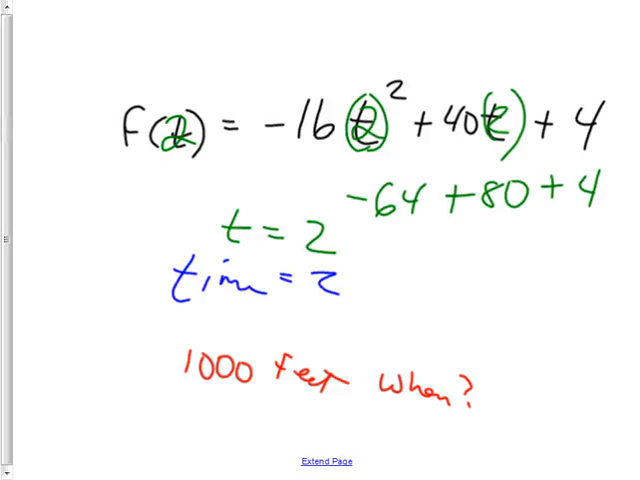Raise your hand if you got the same thing. Did I do something wrong? I have only a few hands. 84 minus 64, shouldn't that be 20? Negative 16 times 4 is negative 64, isn't it? Okay, so I think the answer is 20. There we go. So what was that? 20 chickens in Bolivia? 20 feet high off the ground at time 2 seconds. Pretty lame rocket, but anyway.